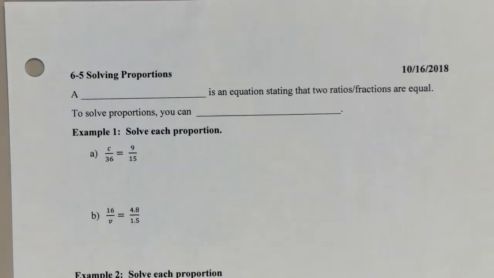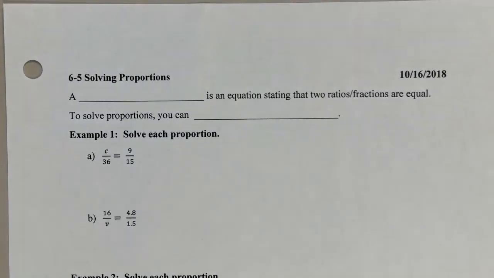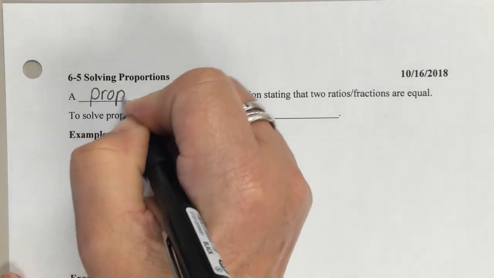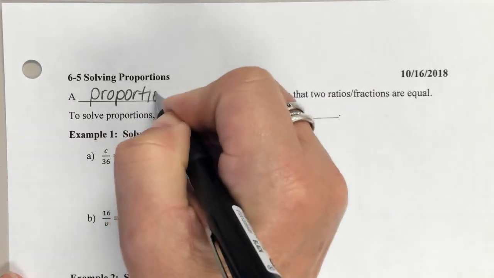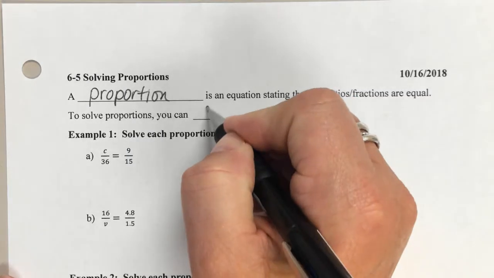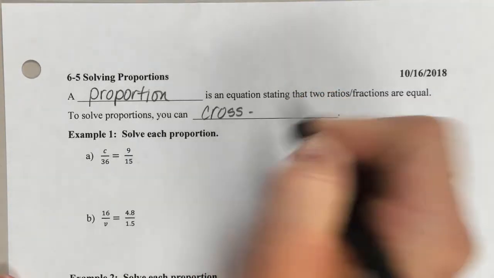This is going to be kind of a quick lesson today, and hopefully you'll remember it from last year. It's lesson 6-5, solving proportions. So we're going to start by defining what a proportion is, and it's an equation that states two ratios or fractions are equal. And the way we solve proportions is by cross multiplying.